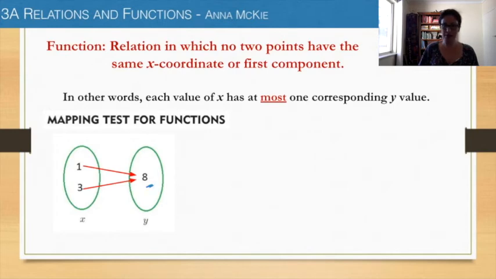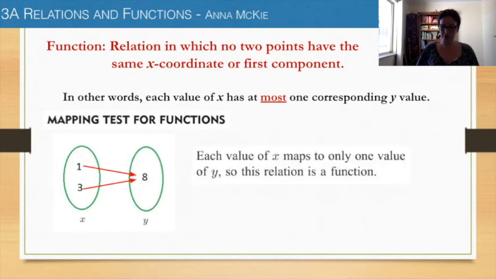This 8 has two x values. Does that meet our condition? Each x value has at most one y value. So our x value of 1 goes to 8, so that's fine, and x value of 3 goes to 8. So they've each only got one that they map to, so we're fine, as I said.